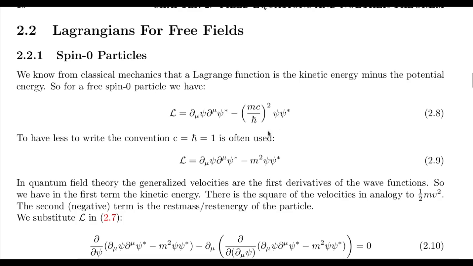And to have less to write, we use the convention that is usually used. We say, okay, c, the speed of light, and h, Planck's constant, is equal 1, and so we needn't write those constants. So we get for L here this 2.9.